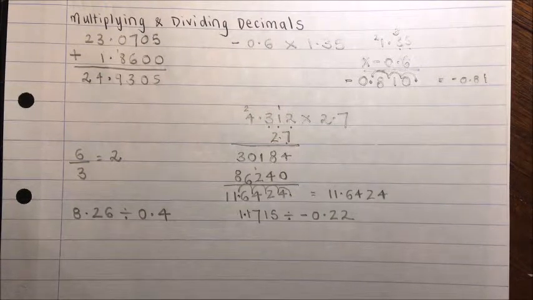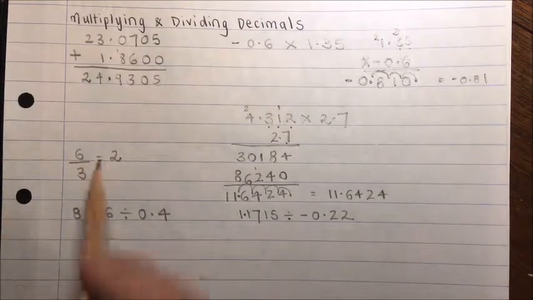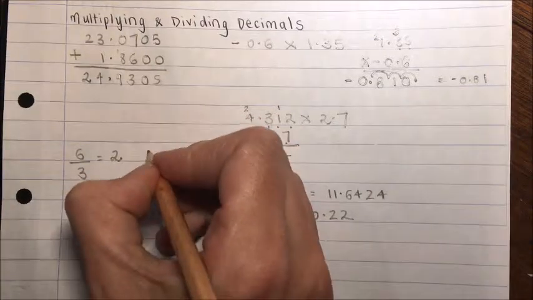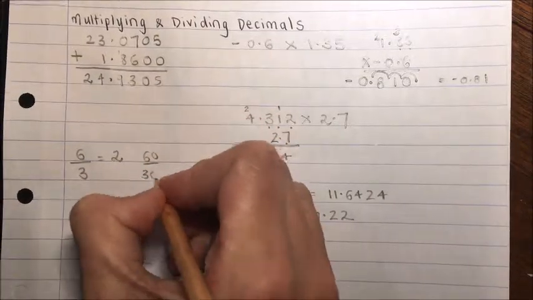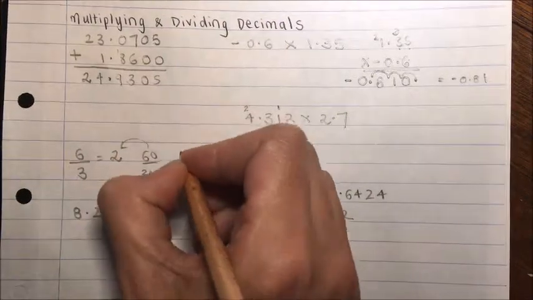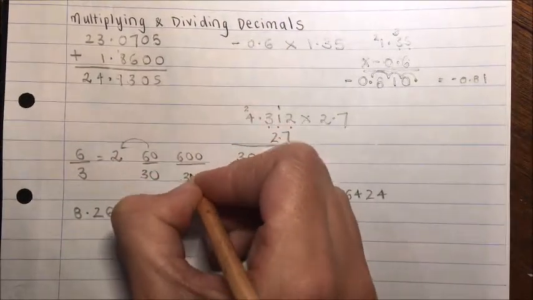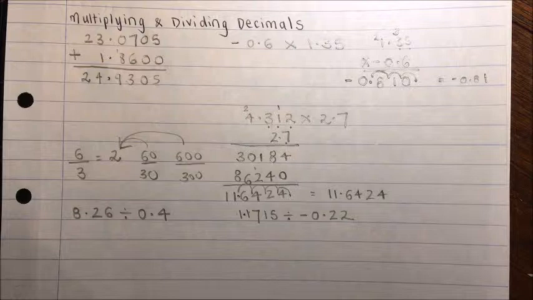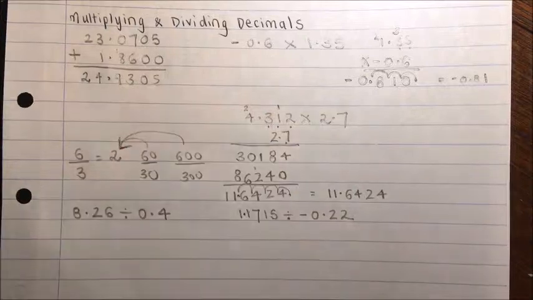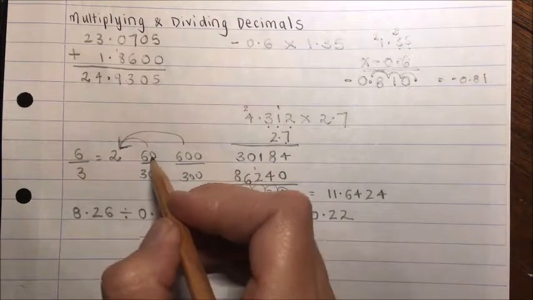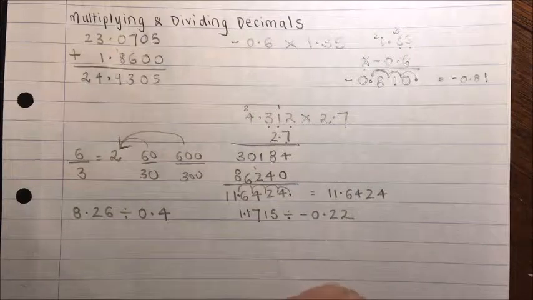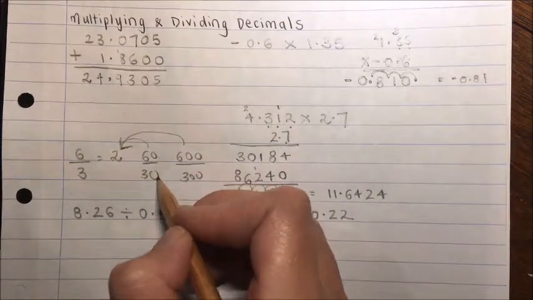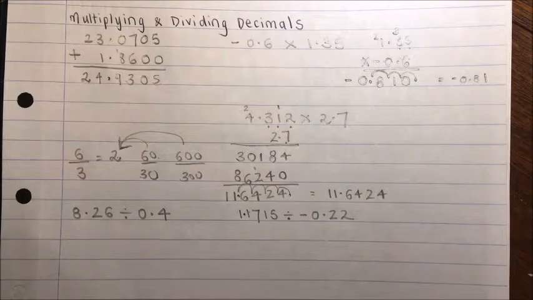Before we move on to dividing fractions, dividing decimals, sorry, I just want to point something out with fractions. 6 divided by 3 is 2. 60 divided by 30, also 2. 600 divided by 300, also 2. In fact, 600 billion divided by 300 billion is also going to be 2. It doesn't matter. All I've done here is multiply by 10 again, and as long as I'm doing to the top what I'm doing to the bottom, then I'm going to end up with the same answer.